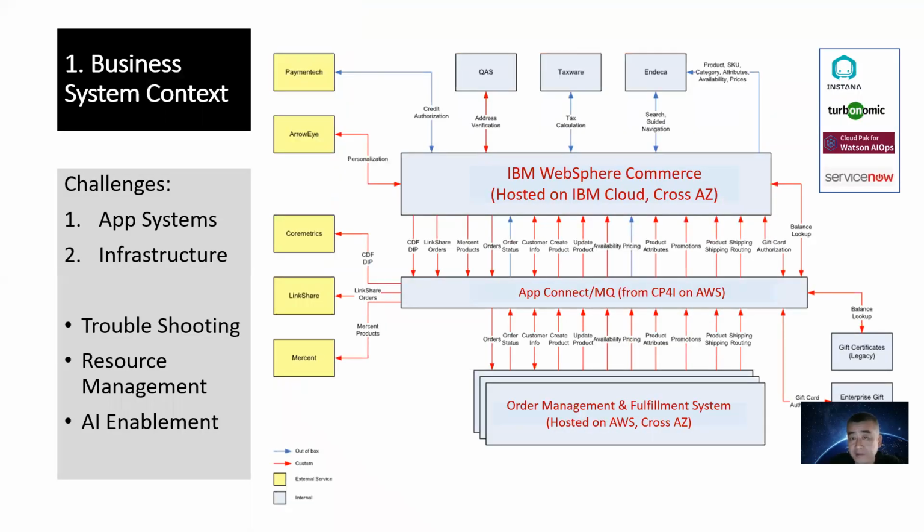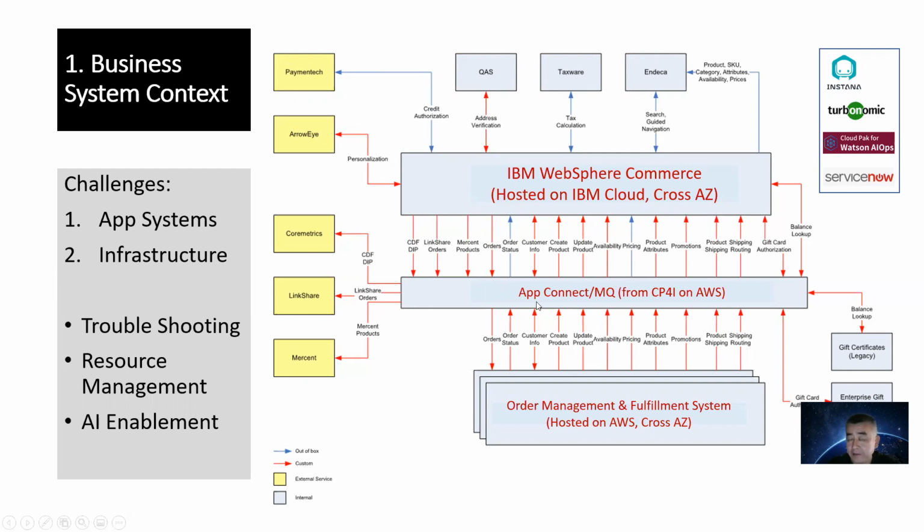Okay, first, the system context. Remember, this is myflowers.com. This is an e-commerce company, and they use commercial packaged goods. There are 3 different systems. Number 1 is the IBM WebSphere system that is hosted on IBM, assuming, and across availability zones.